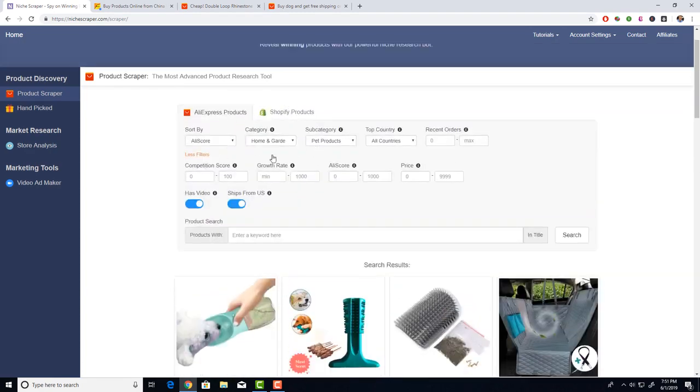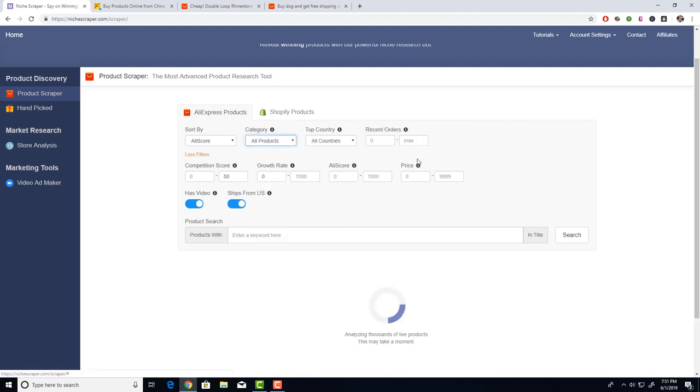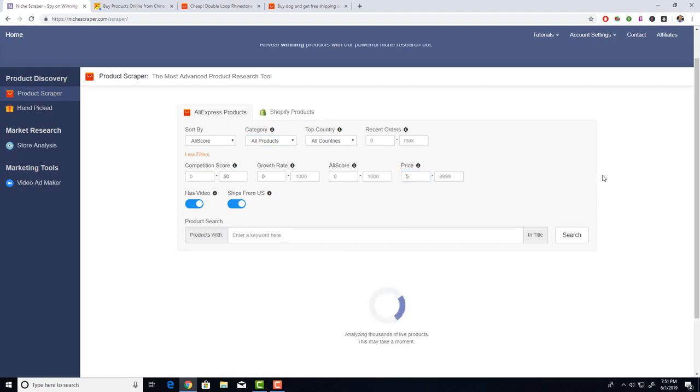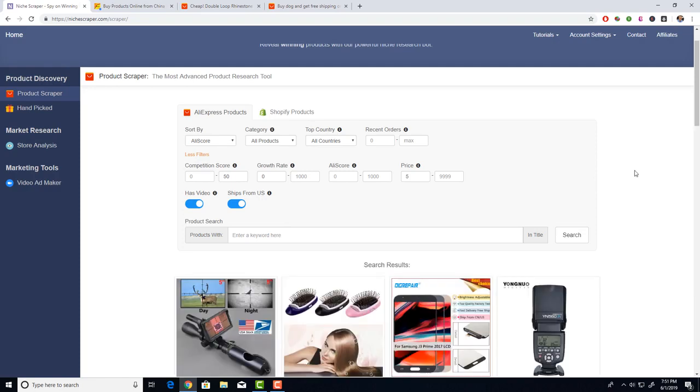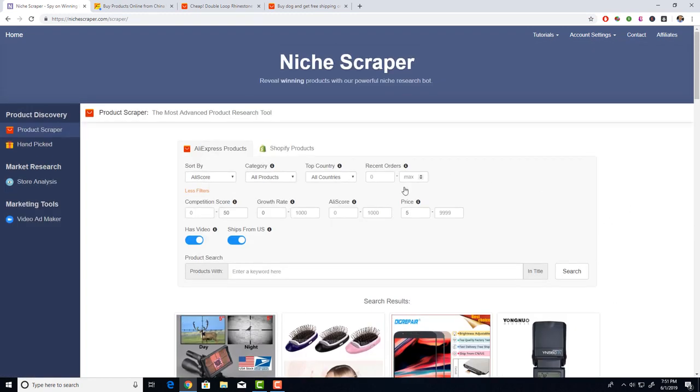Okay, and then maybe we want to find products that have under a certain competition score. So under 50 is probably a good idea. Has a minimum of a positive growth rate, so keep that at 0. We'll keep the Ali score the same. Let's get rid of this category here. We want to see products that are decently expensive, maybe a minimum of $5. That way we can mark them up with a good profit. You can see things like this. These are sold for $8, $61, so you can mark this up a lot for a nice profit.